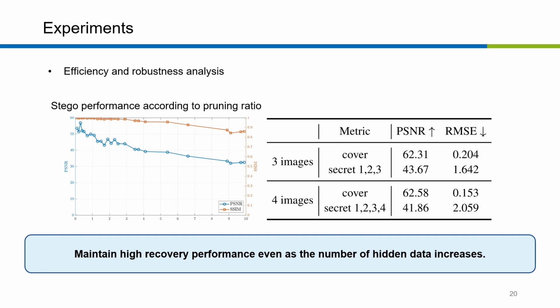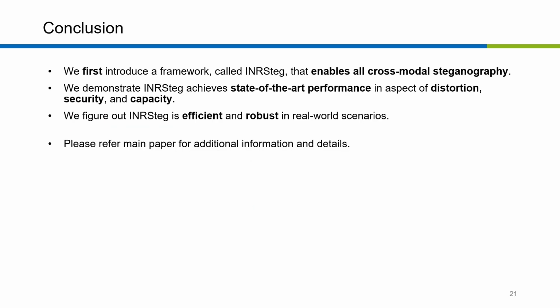The table on the right shows the results of an experiment where we increased the amount of secret data, while keeping the size of the cover INR fixed. Due to the efficiency and performance of INR's representation, even with more hidden data, it achieved high reconstruction results. This is a summary of our paper. For additional information and details, please refer to the full paper.